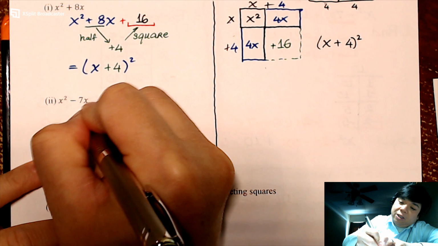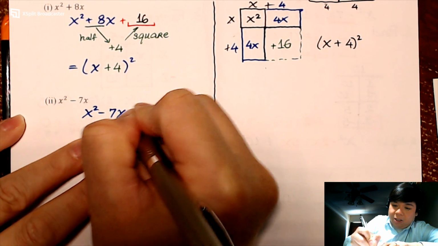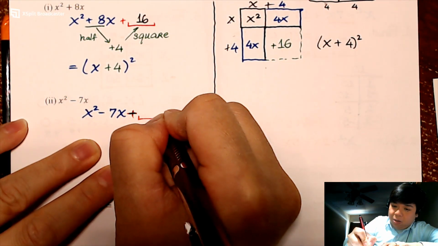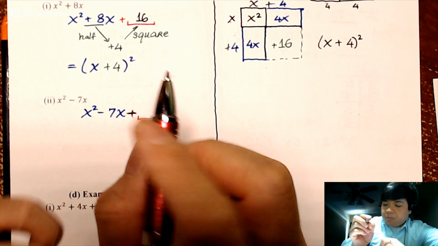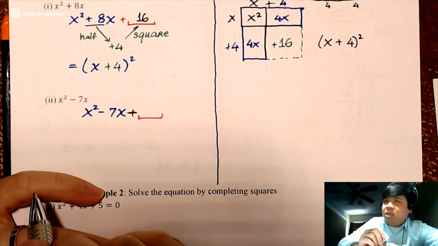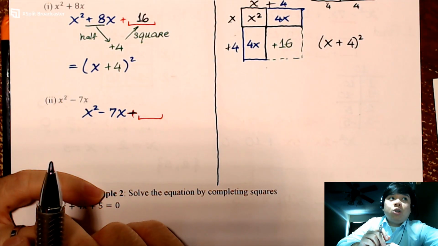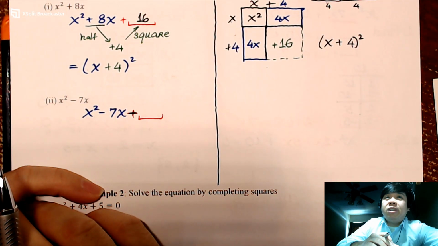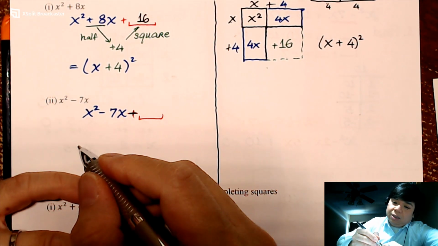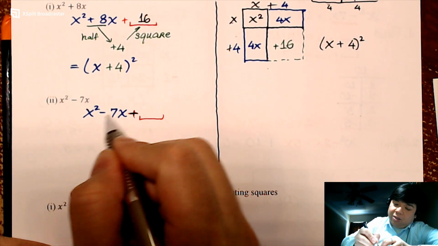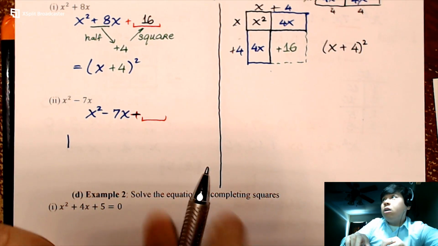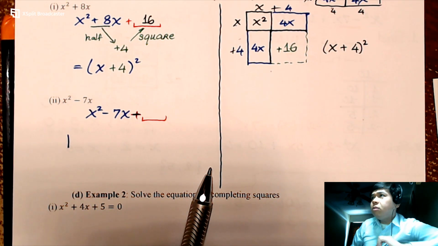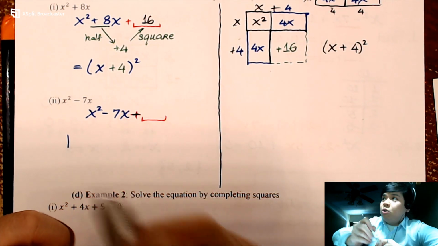X squared minus 7x, and we're going to need to add something. Always add something, because when we square, it's always going to be positive. So, okay, what is half of that? Half of 7 is 3.5. How about 7 over 2? Okay, 7 over 2, probably better. Okay, let's do the rectangle here. That's probably easier to visualize.